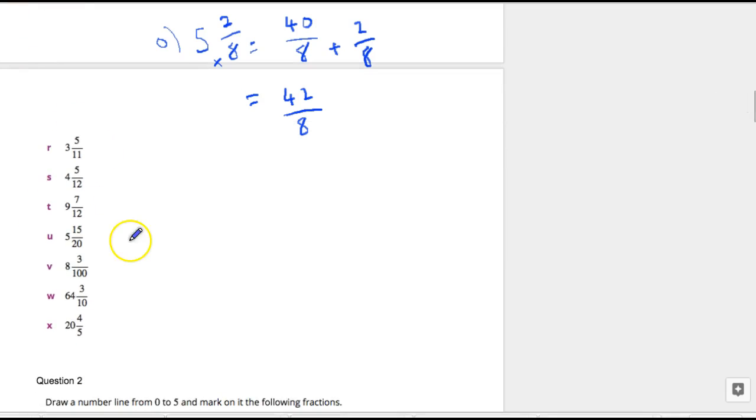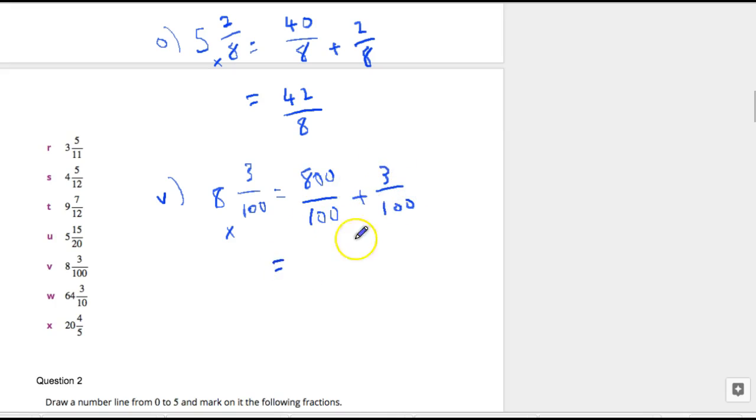Okay, let's do some harder ones then. Let's do V. Look at V. Now, I choose V because people think just because a number is large, it's difficult. Okay, but the same process applies. So it's still 8 times 100, which is 800 over 100. And then we add the 3 and the 100. So 803 over 100.